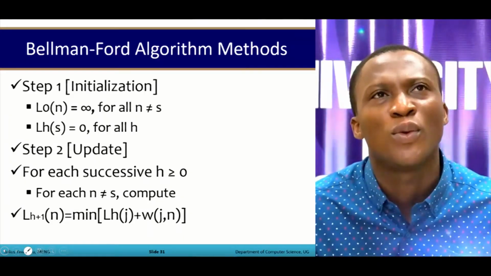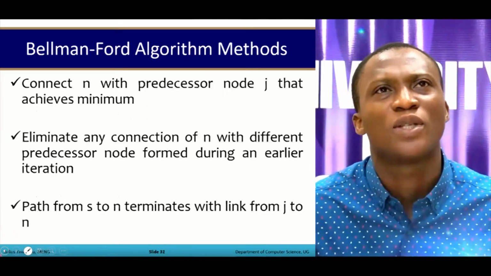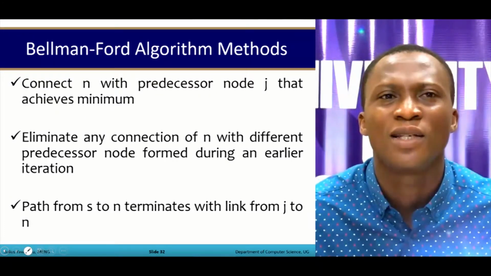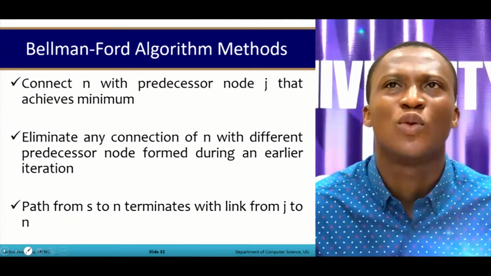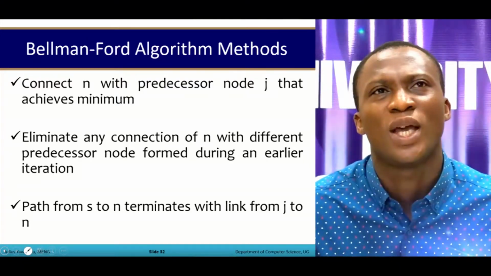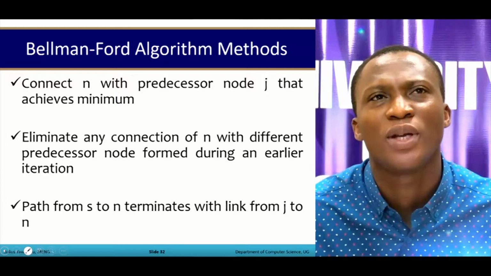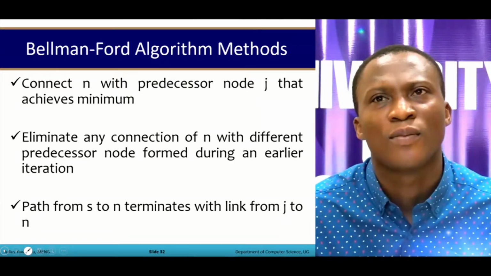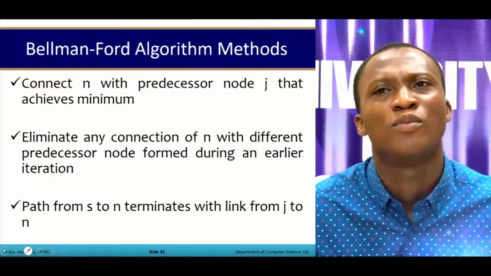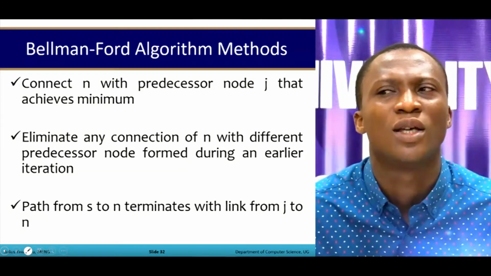Take your time also and go through the algorithms. We have the initialization for step 1. We have update for step 2. Now, with Bellman-Ford, we connect n with predecessor node j that achieves some minimum threshold. We eliminate any connection of n with a different predecessor node formed during an earlier iteration. Here, with Bellman-Ford, we are going to be iterating through the number of nodes that we have. So based on the number of nodes, we will know how many iterations to perform.